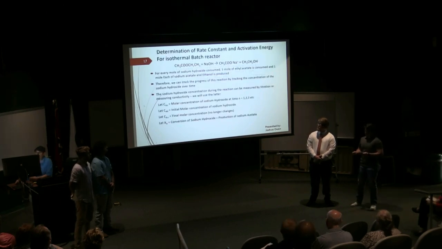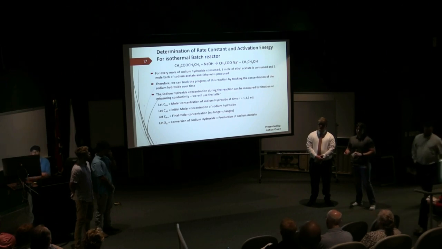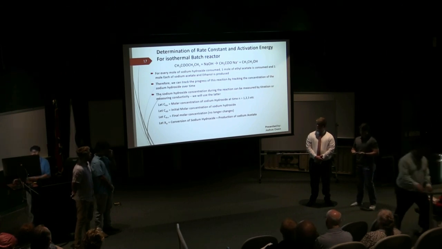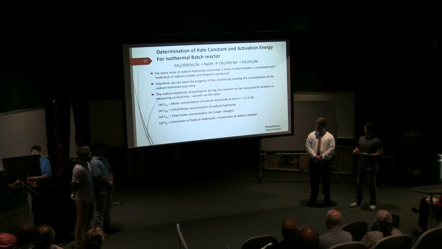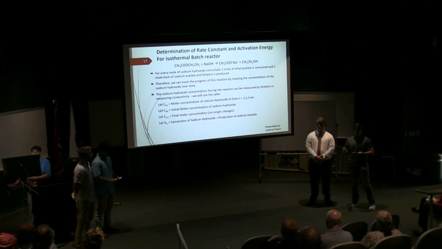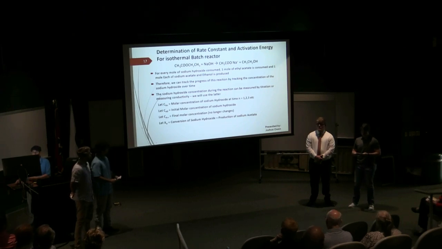To find the rate constant and the activation energy, we first need to analyze this batch reaction. Our reaction stoichiometry was that for every 1 mole of ethyl acetate, it reacts with 1 mole of sodium hydroxide. So we only need to track the sodium hydroxide consumption to determine the reaction rate and the rate constant.